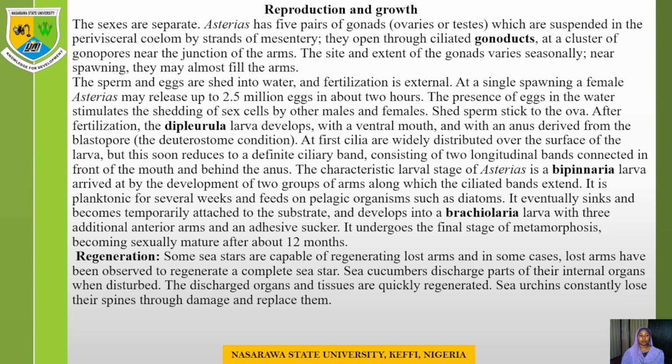In reproduction and growth, their sexes are separate. They have five gonads, which are suspended in the perivisceral coelom by strands of mesentery. They open through ciliated gonoducts, the cluster of gonopores near the junction of the arms. The size and extent of the gonad varies seasonally. Near spawning, they may also fill their arms. The sperm and eggs are shed into water, and fertilization is external.